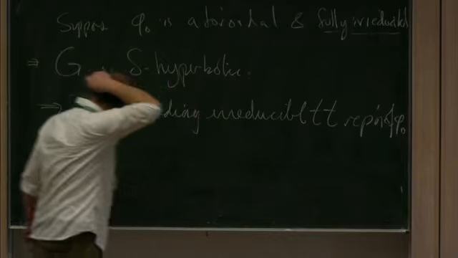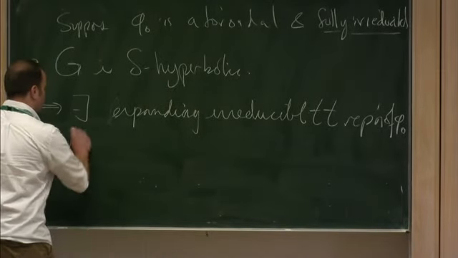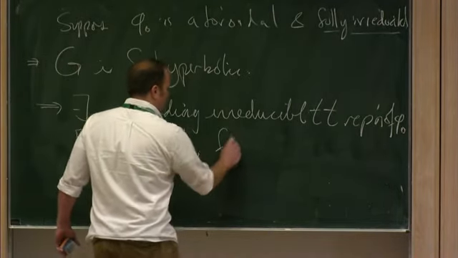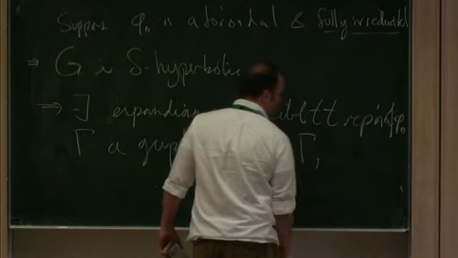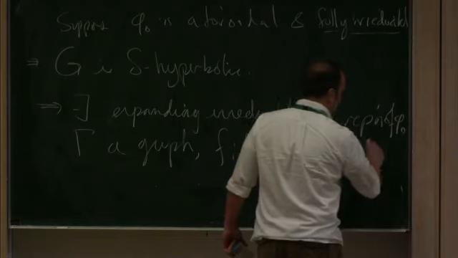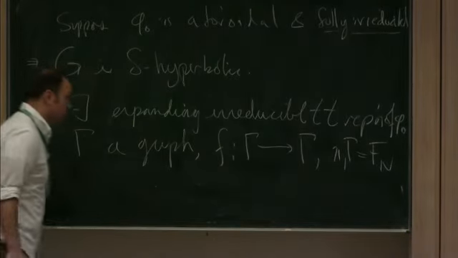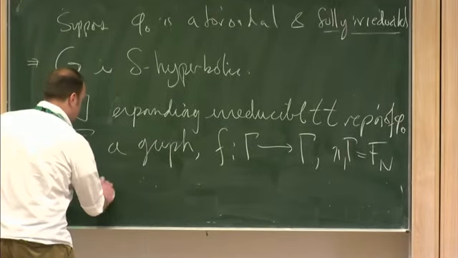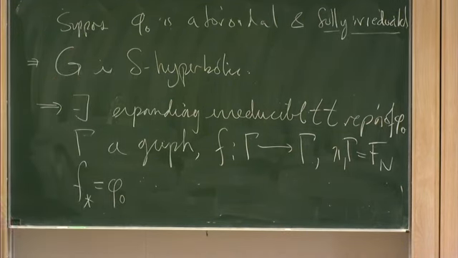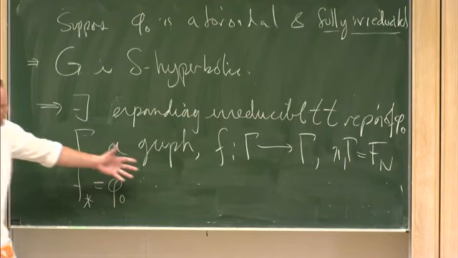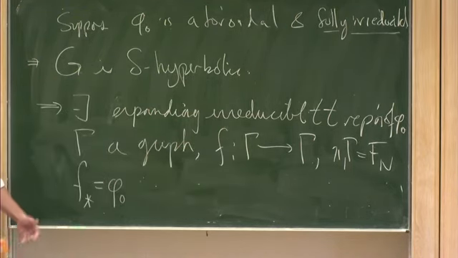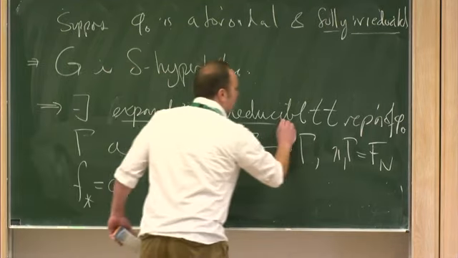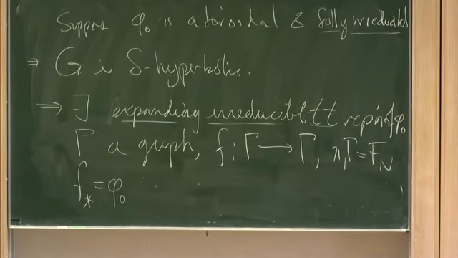So what does that mean? That means there's a graph. So gamma is a graph. We have a map F from gamma to gamma. I've got an identification of pi 1 of gamma with my free group. And F star, with respect to this identification, is equal to phi naught. So that's just a topological representative. I'm going to represent this automorphism geometrically or topologically. But then there's this expanding irreducible train track condition.